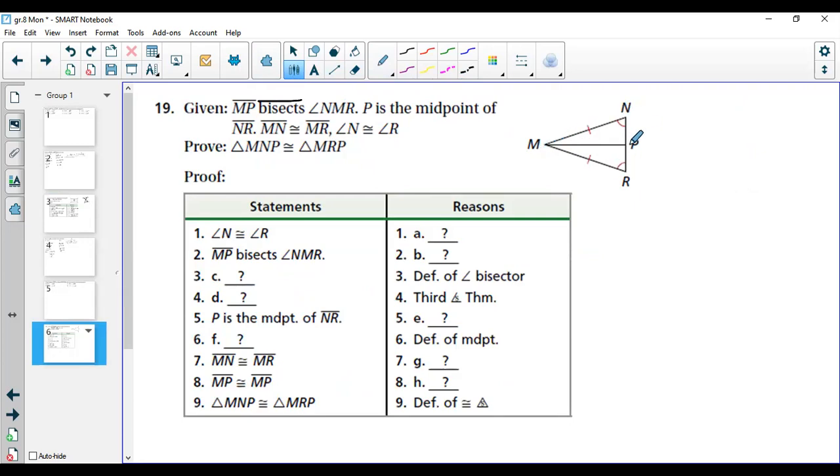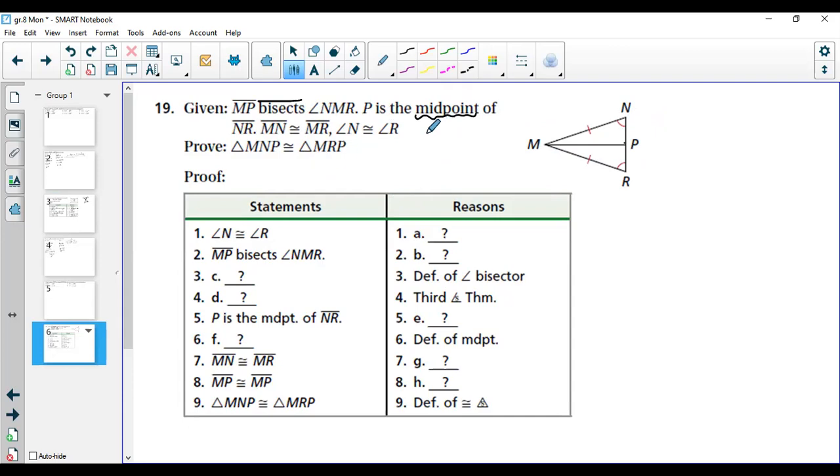P is the midpoint of NR. So midpoint means this is equal to this. When they say these words, you need to understand them, because these are like the key words they give. Midpoint means NP is equal to RN. Fine. MR, that is segment MR, angle N is congruent to angle R, which means they both are equal.